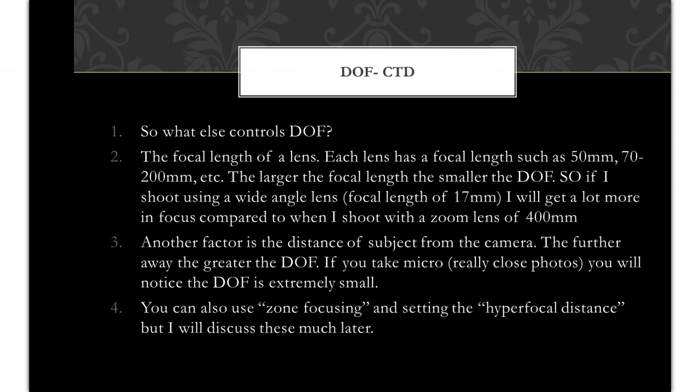Another thing is the distance of the subject from the camera. The closer the subject to the camera, the less is in focus, or the smaller the depth of field. The further away the person is, or the subject, the greater the depth of focus. I do a lot of micro photography, which is close-up photography, very close up, and you will find that a very, very small amount of that picture is in focus.